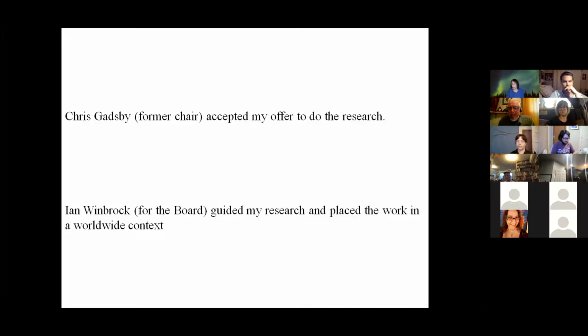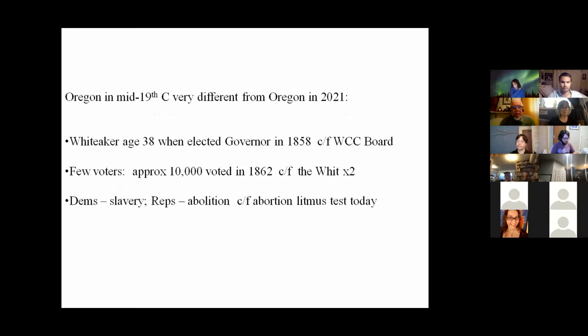I never expected it to be something that would take more than a year to work on. It has been life-changing for me and has opened my eyes to a lot of things that I had no idea about. First off, as you're looking at the materials that I sent, try to look at them through the eyes of the mid-19th century. It was a very different place from 2021 in Eugene.